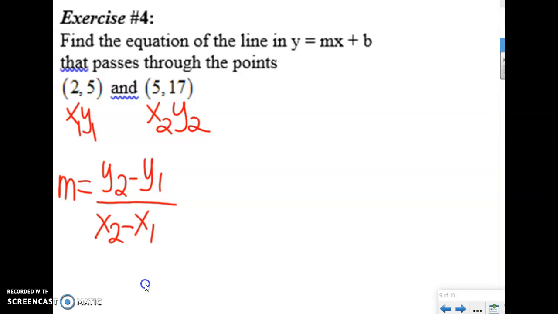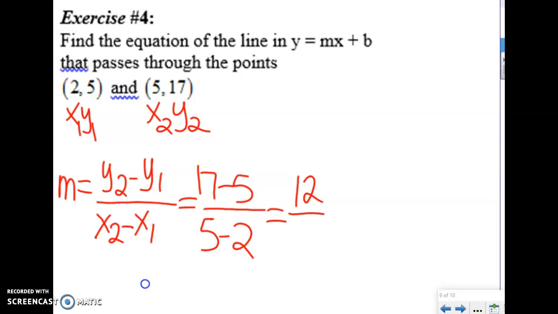From here, substitute it into the formula: 17 minus 5, y2 minus y1, and then it's 5 minus 2. I'm guaranteeing, folks, that if you label your points x1, y1, x2, y2, you will get this more right than wrong. It will make it so much easier just to make that simple annotation. 17 minus 5 is 12. 5 minus 2 is 3, for a grand total of 4. So you have found the m value to be 4.